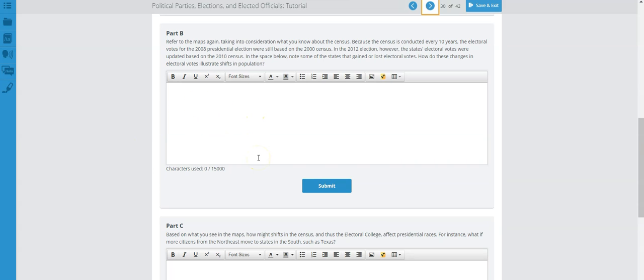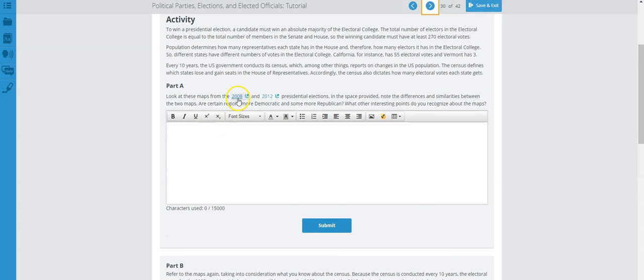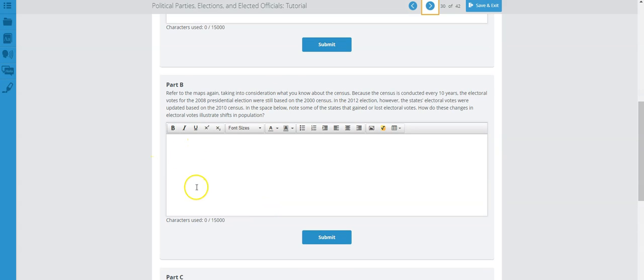Based on the information, again, that you saw on the maps right here, on the first part, part A, from 2008 and 2012, you need to answer this question. What did you see that changed in terms of population moving from one area to another area? Which state gained more people? Which state actually lost people? Make sure that you provide a good solid paragraph here.